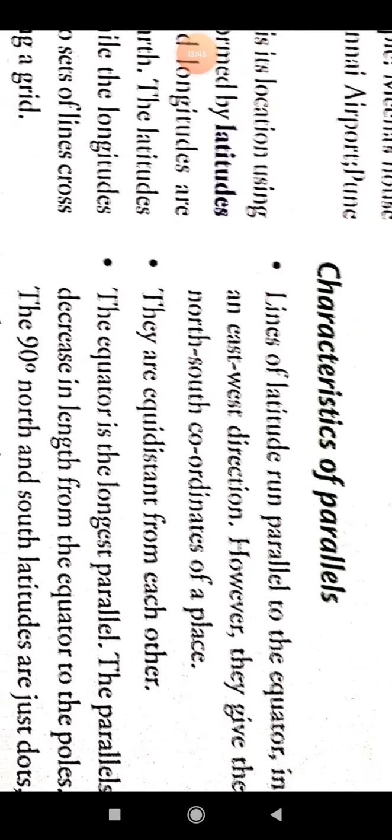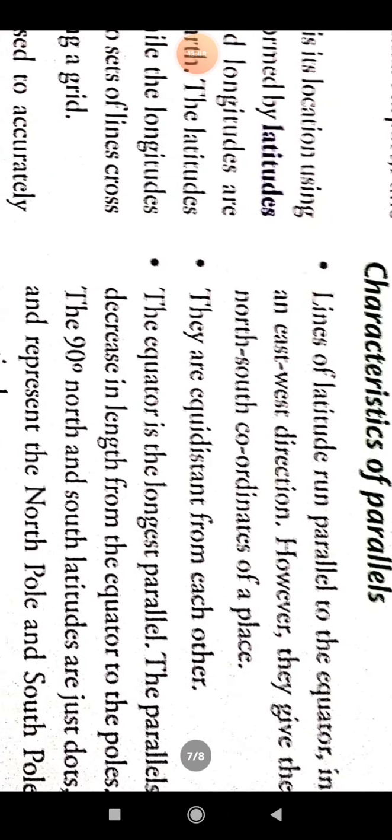Okay, now what are the main characteristics of parallels? The lines of latitude run parallel to the equator. All the latitudes are parallel to the equator. They never crisscross each other. They never meet. First characteristic, they run parallel to the equator. Second, they run from east to west direction. And they give the north-south coordinates of a place.